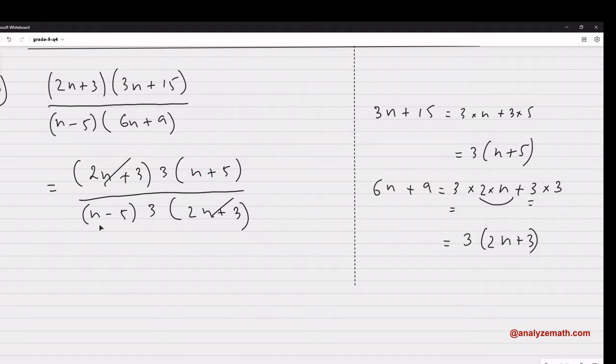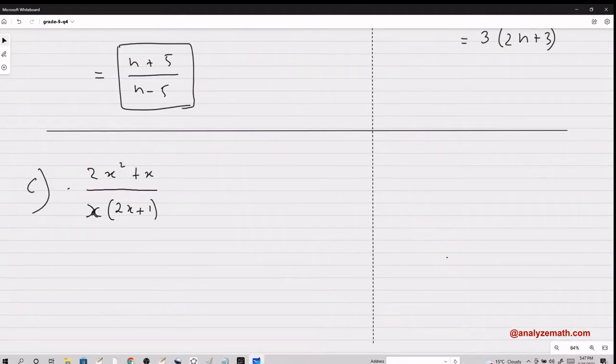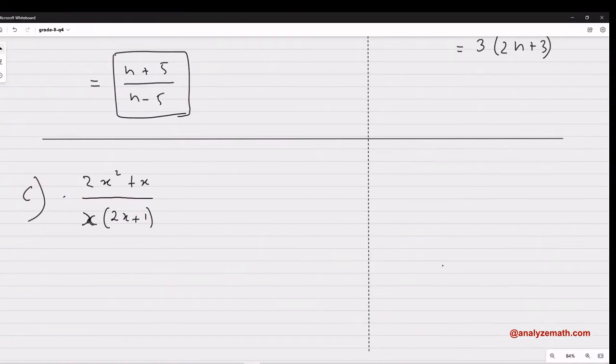This is n plus 5, n minus 5, it's not the same thing, so we cannot simplify here. Now the 3 and the 3 go, and we are left with n plus 5 divided by n minus 5. This is the final expression to part B. Let's now go to part C.